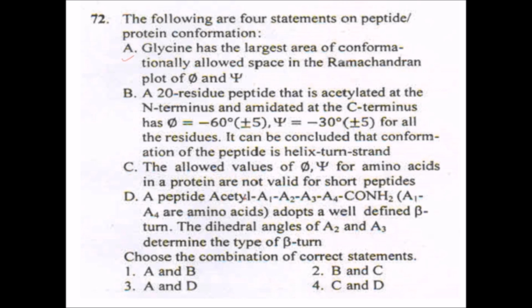Third: a peptide acetylated at the N terminus and its C terminal amidated, with A2 and A3 as amino acids, adopts a well-defined beta turn. It's true, because here it is written that the dihedral angles of A2 and A3 determine the type of beta turn. If glycine is there or proline is there, there will be different conformations in the case of the beta turn. Proline, which has a very large bulky group, will lead to hydrogen bonding in a different way, and glycine will lead to hydrogen bonding in a different way. So the answer will be D. Both A and D are true. So the answer will be number 3.